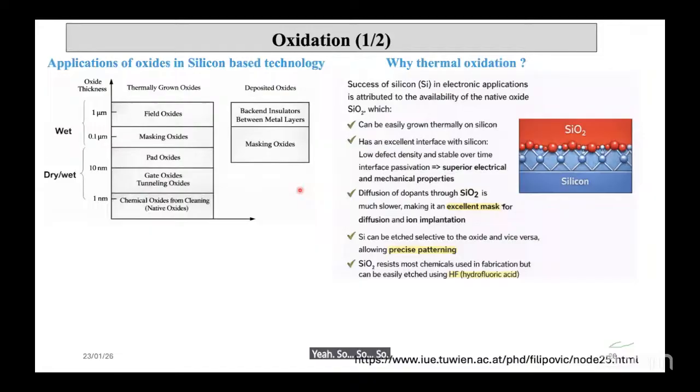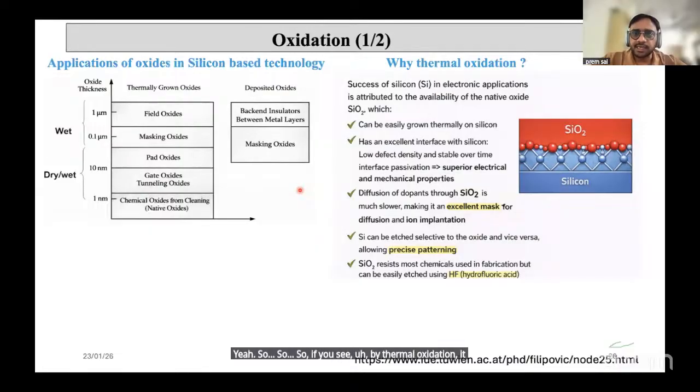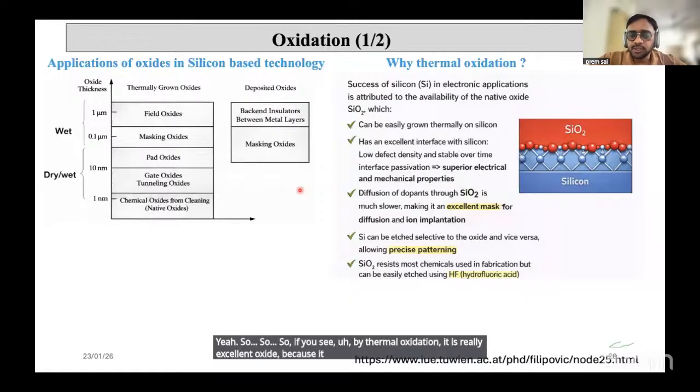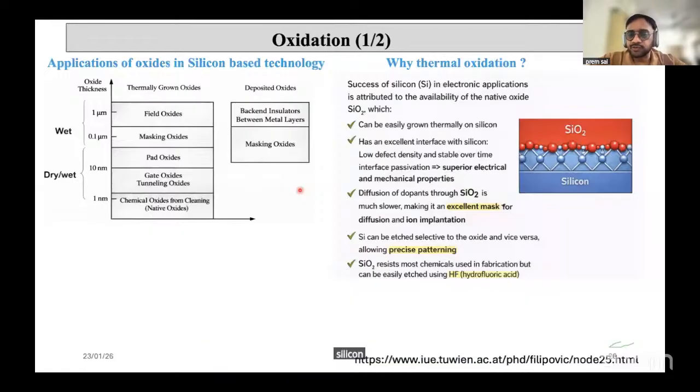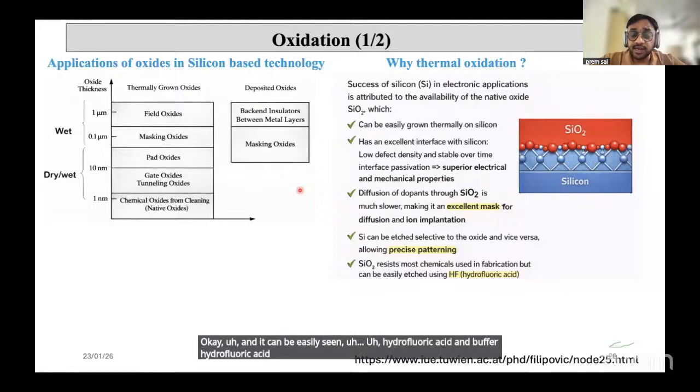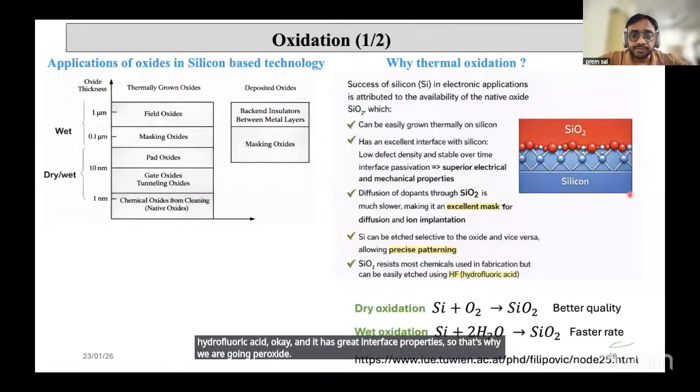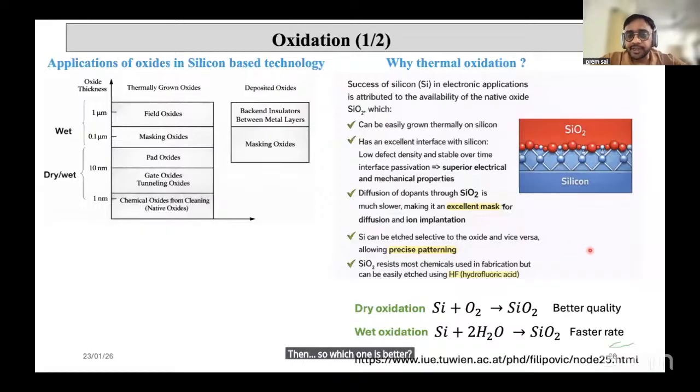Why thermal oxidation? It is a really excellent oxide because it grows from the silicon, its own native oxide. That is what made silicon very successful. It can be easily etched in hydrofluoric acid or buffered hydrofluoric acid, and it has great interface properties. That's why we go for oxide. Then which one is better? Dry oxidation can only go up to about 200 nanometers in thickness. Wet oxidation is faster.